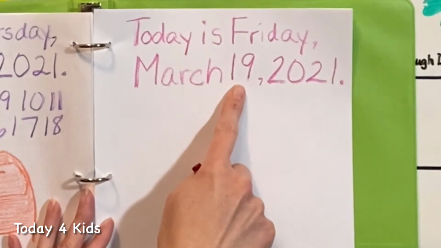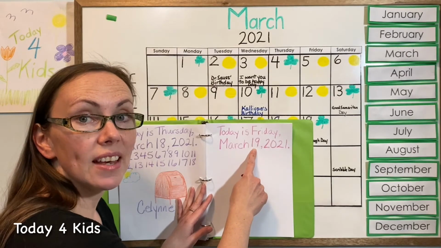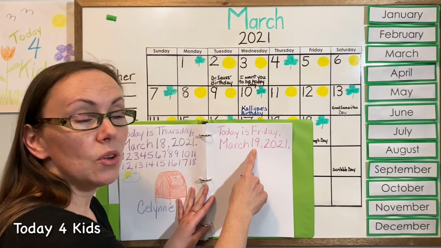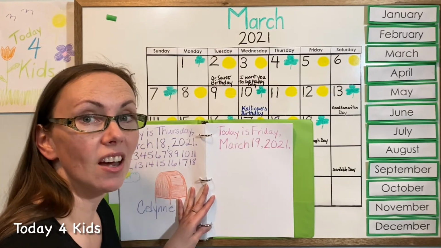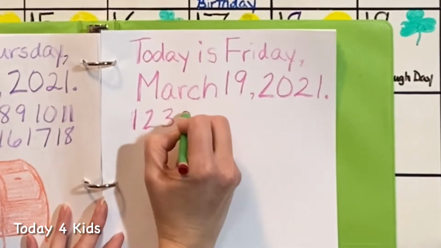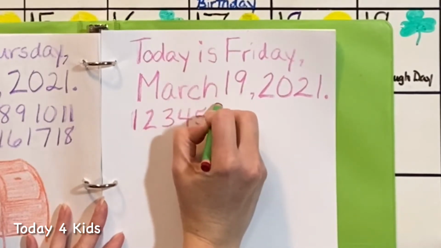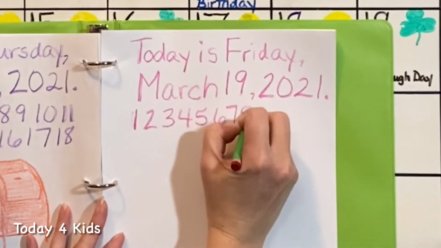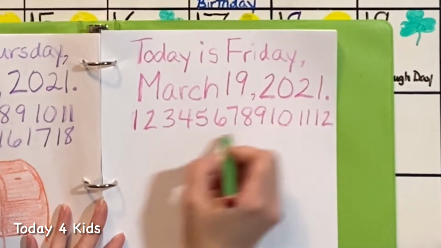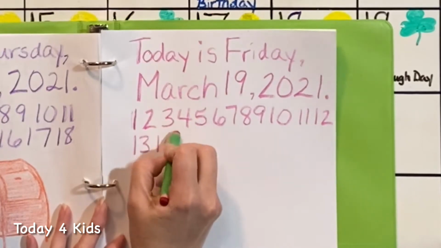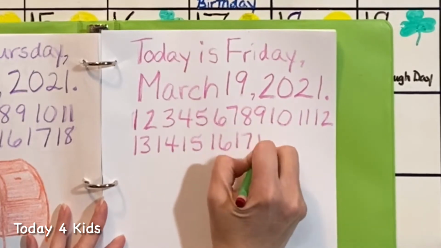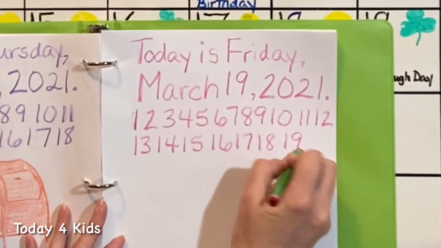And next I'm going to practice my numbers all the way up to 19 because I want to get really good at them. And you can practice them with me as well. You can practice by printing them on your paper. And if you don't have a paper, you can just practice them in the air with me. Are you ready? 1, 2, 3, 4, 5, 6, 7, 8, 9, 10, 11, 12, 13, 14, 15, 16, 17, 18, 19.